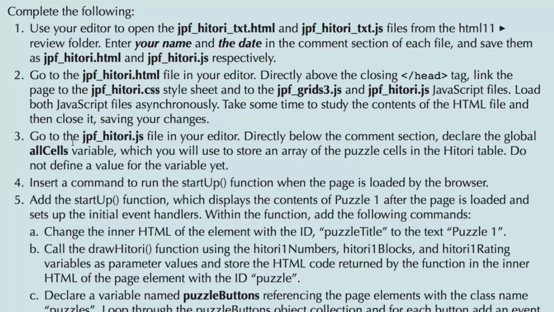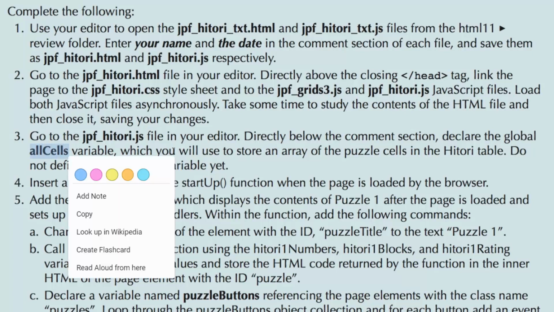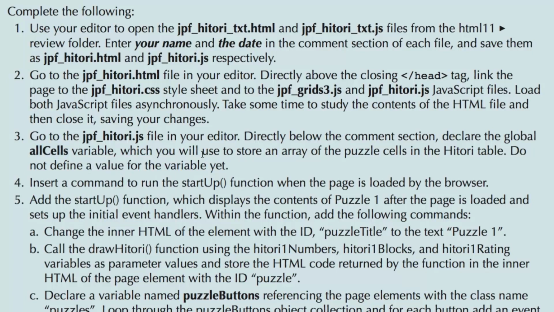In step 3 now, we're going to go into the JPF Hattori.js file, and directly below the comment section, we're going to declare a global variable. We're going to call it allCells, and that's what we'll use to store the array of puzzle cells for the Hattori table. So we're just going to create this variable at this time. We're not going to define a value for it yet.